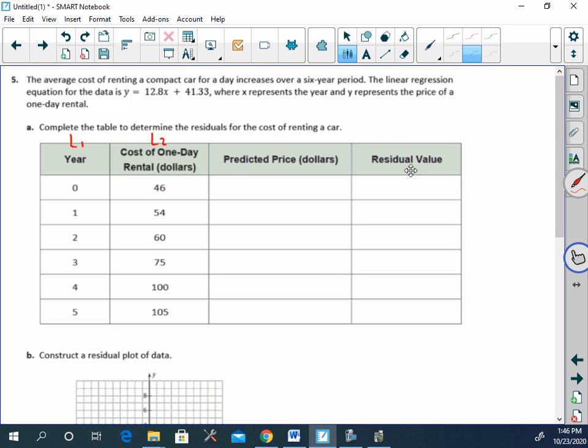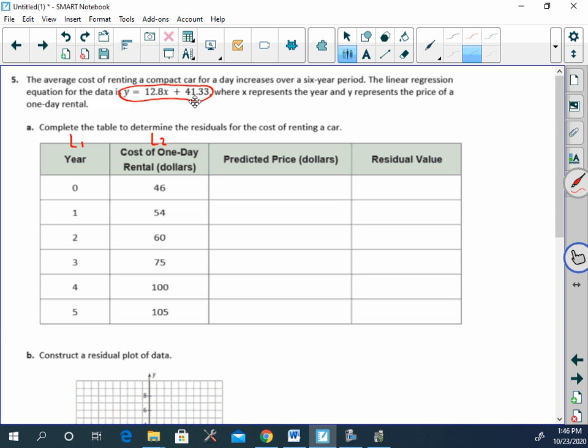And then we're going to figure out what to do with our L3 and L4 so that the calculator can do the work here. But if we read through this, it says the average cost of renting a compact car for a day increases over a 6-year period. The linear regression equation for the data, they already gave us the linear regression equation. That doesn't mean that you can't calculate it.